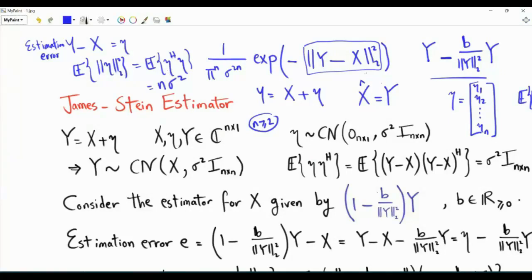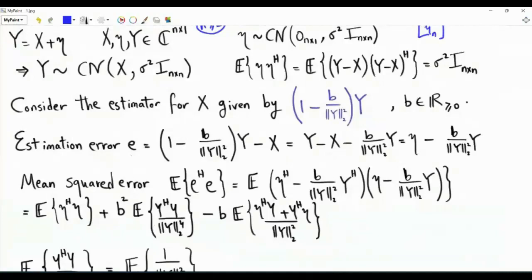Can we do better? And we will show that we can find a value for b, which is strictly positive, that will achieve a lower mean squared error. The estimation error is vector e, so that's an n-dimensional vector, and it is the estimator minus x, which is the vector to be estimated. So we have y times 1 minus b over the L2 norm squared of y, minus x. Y minus x, according to our model, that's the noise vector eta. And so the estimation error is eta minus b over the L2 norm squared of y times vector y. The mean squared error, by definition, is the expectation of e Hermitian e, which is the L2 norm squared of vector e.